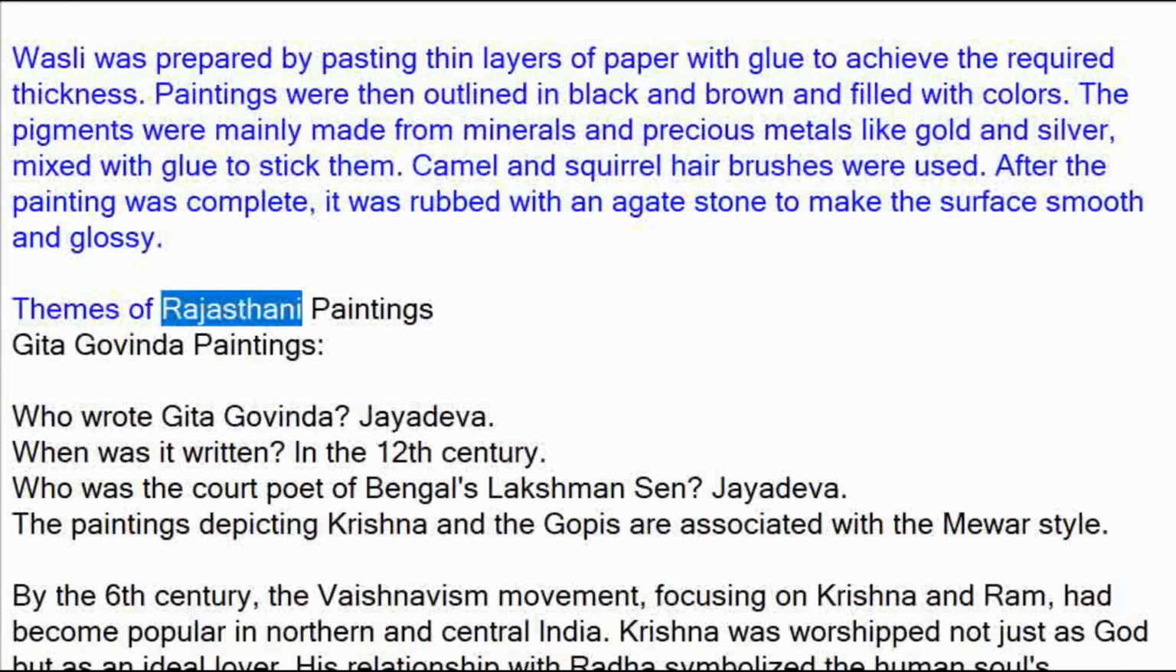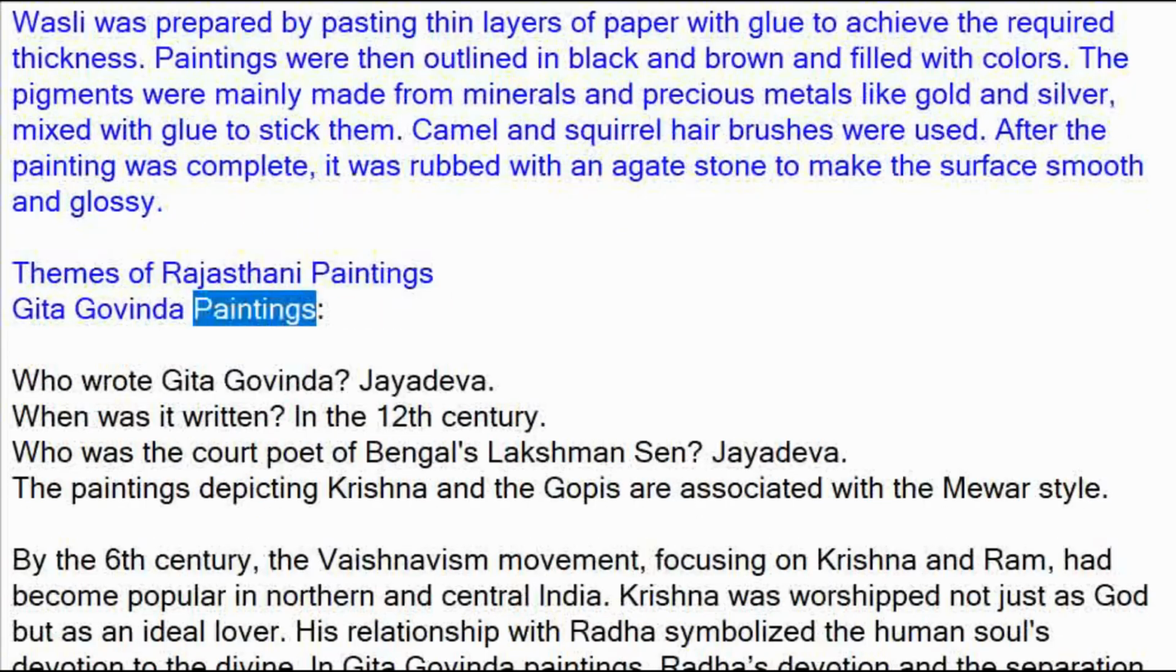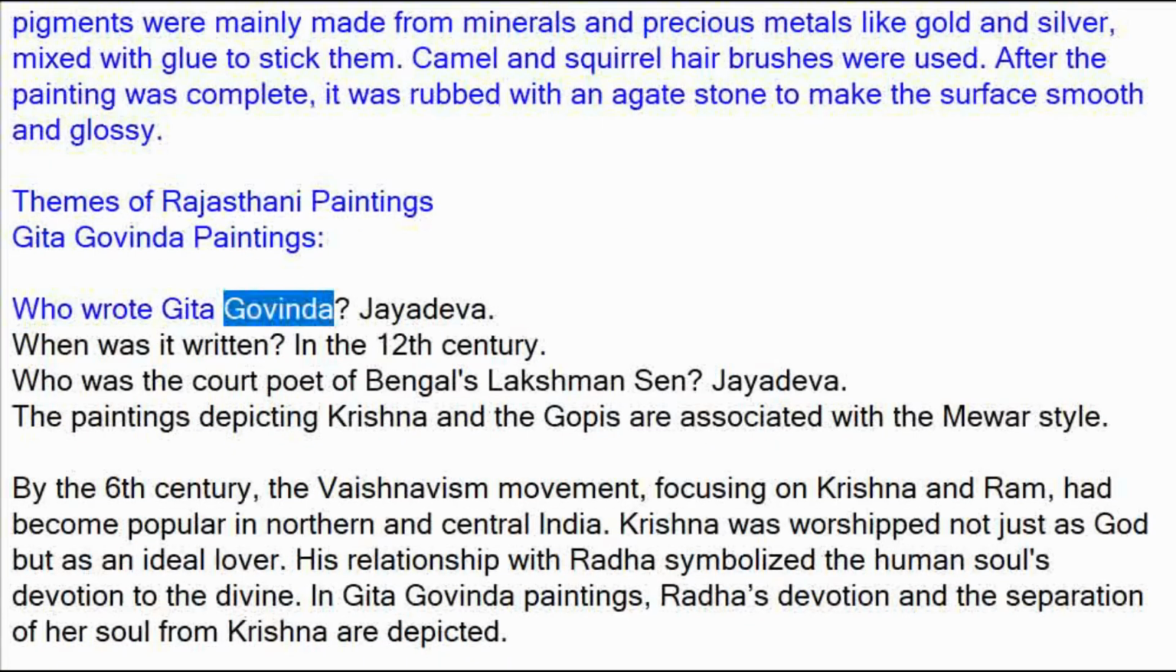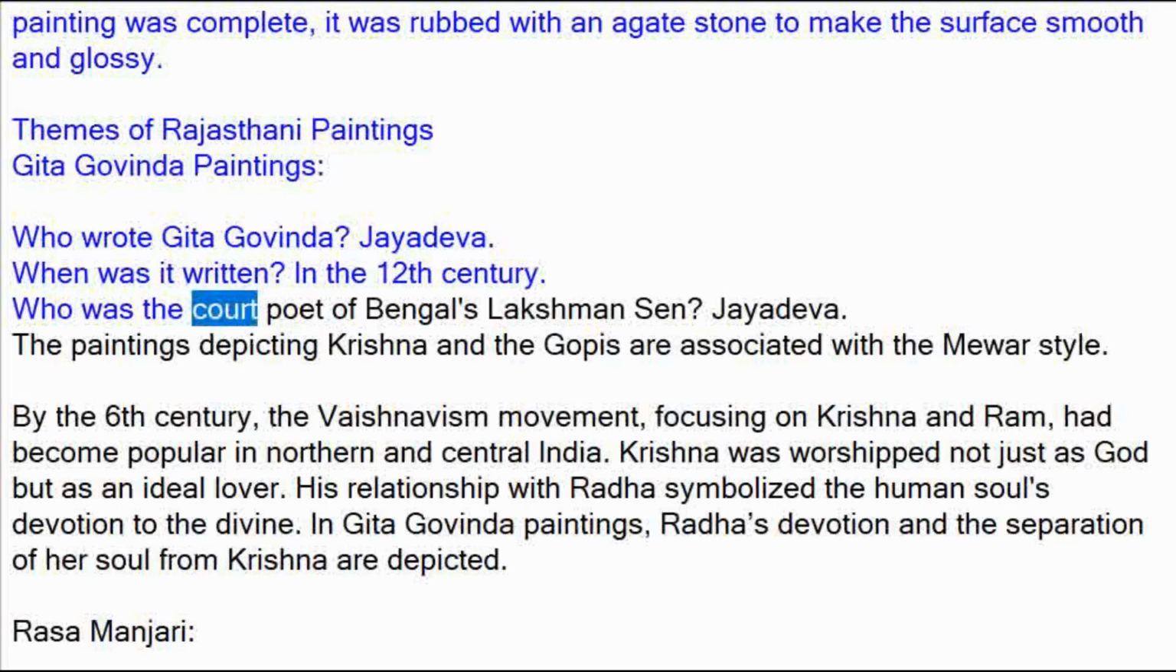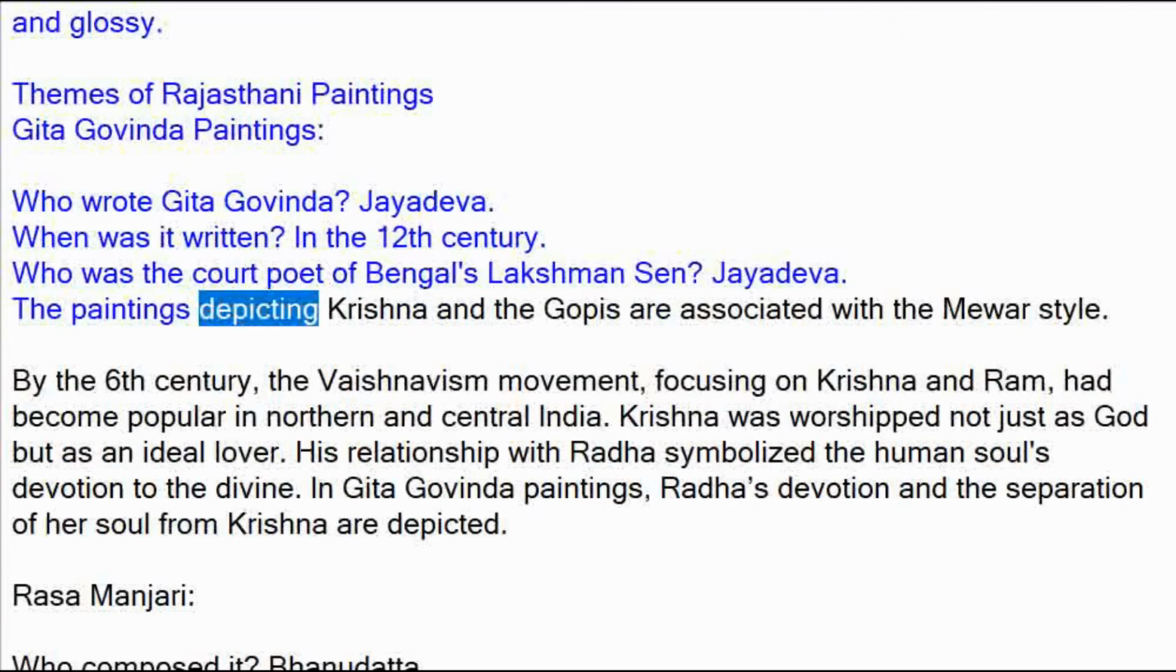Themes of Rajasthani paintings. Gita Govinda paintings. Who wrote Gita Govinda? Jayadeva. When was it written? In the 12th century. Who was the court poet of Bengal's Lakshman Sen? Jayadeva. The paintings depicting Krishna and the gopis are associated with the Mewar style.